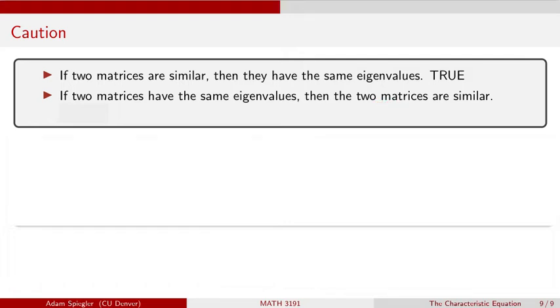And the answer is no. So this is not true in both conditions. These are not equivalent statements. It is possible for two matrices to have the same eigenvalues but not be similar with each other.